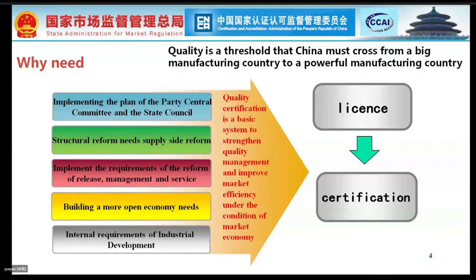Why we need certification from the system construction? Quality is a threshold that China must cross from a big manufacturing country to a powerful manufacturing country. Quality certification is a basic system to strengthen quality management and improve market efficiency under the condition of a market economy. The transition from allowance to certification is an effective way.